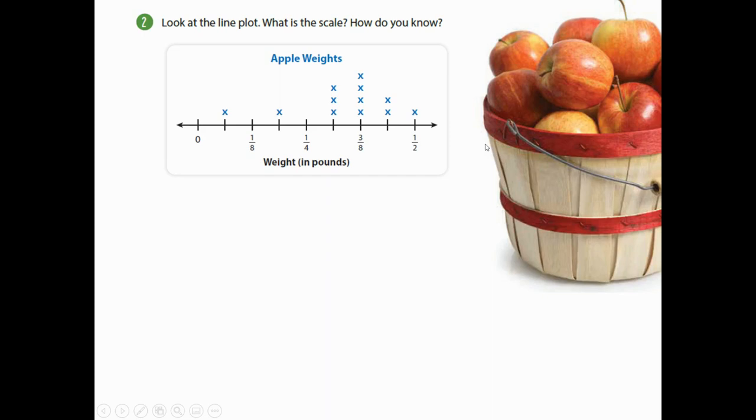All right, now on page 555 and 556, I want you guys to do numbers 2 and 3. I'm going to go over them quickly. I'm going to want you to pause the video and then come back and do them. Number 2 here says, look at the line plot. What is the scale? How do you know? When they're talking about the scale, they're talking about these empty numbers here. So you need to figure out what those empty numbers were. I do want to point out that this is 0, and that is 1/2. So keep that in mind as you go through. So you've got to figure out what the scale is there.